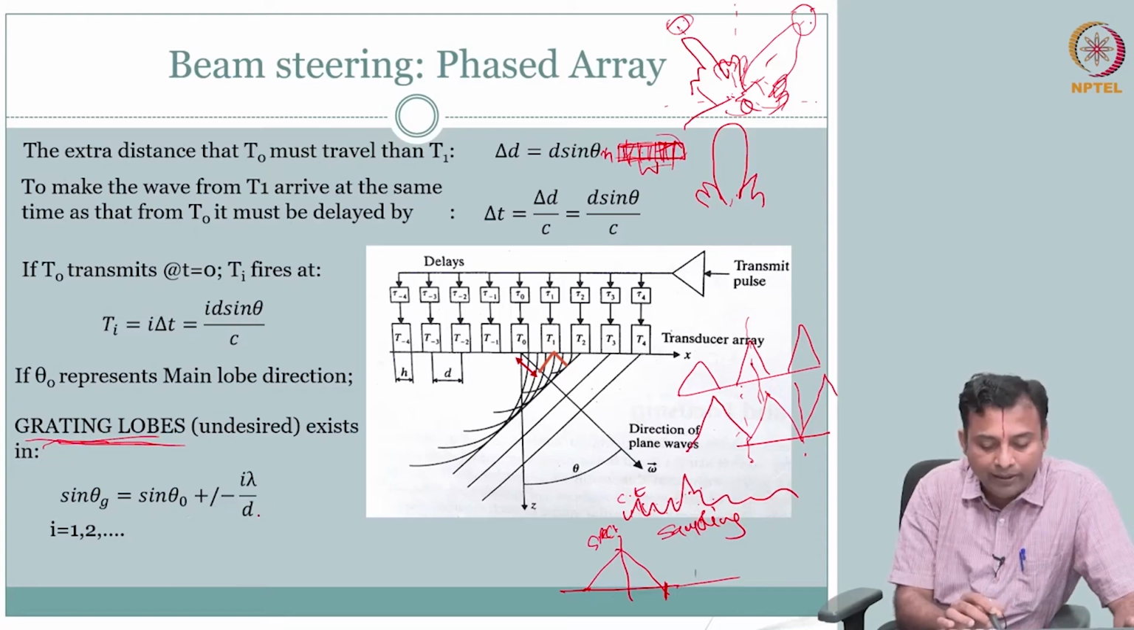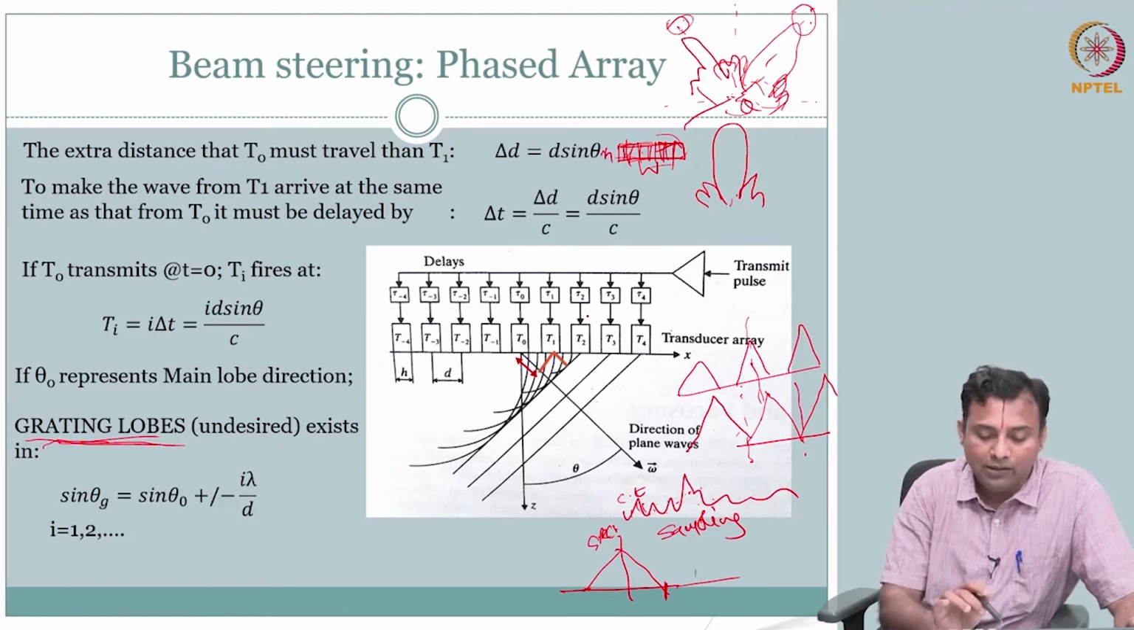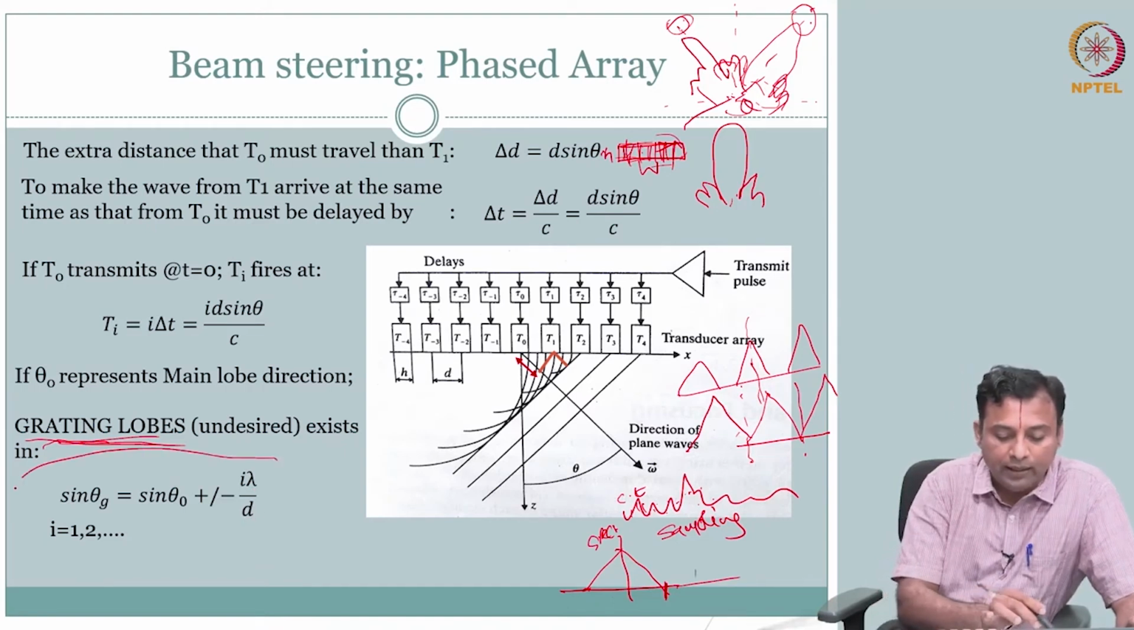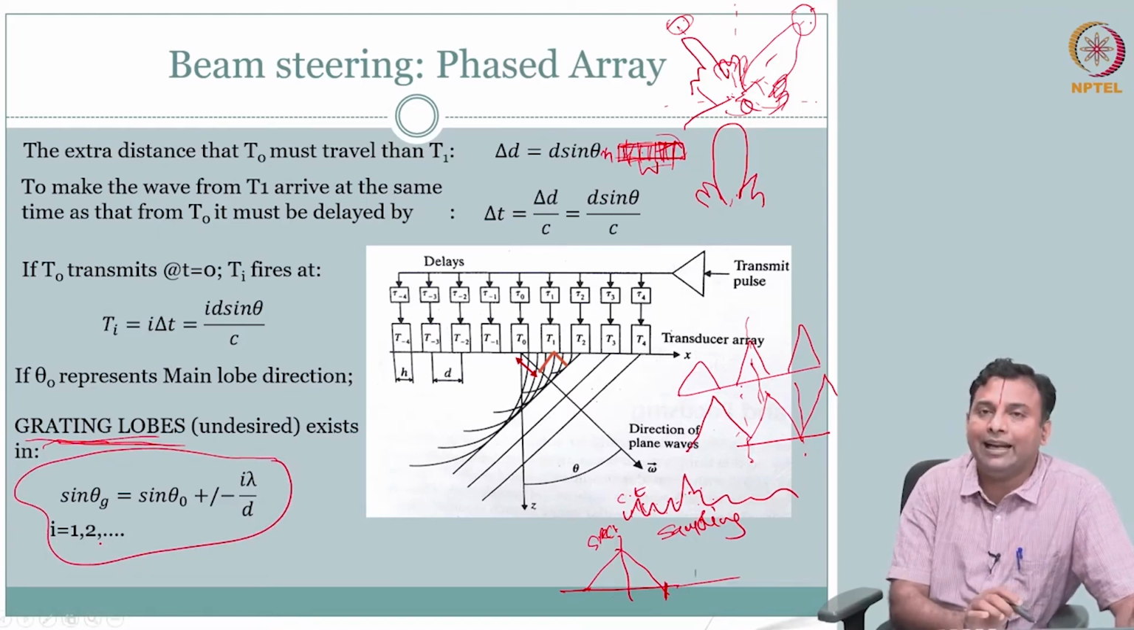d is not a surprise because it is the spatial sampling parameter, right. So it has to come somewhere. Note, i is your element location. Notice it is in terms of lambda. So lambda by d. Why is this important? Because this gives you your grating lobe, so this is i equal to 1 or 2, your first grating lobe or second grating lobe.